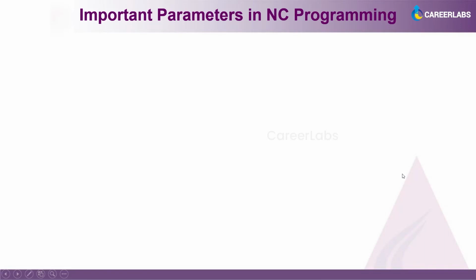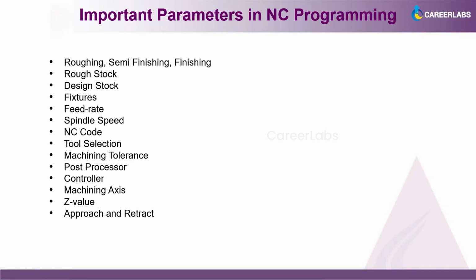What are the important parameters in NC programming? There are different strategies: roughing, semi-finishing, finishing. Let me start with design stock. Design stock is our own final design, which needs to be the output.